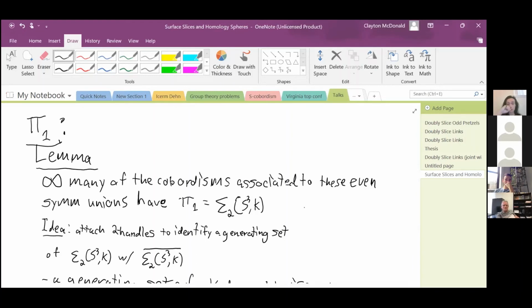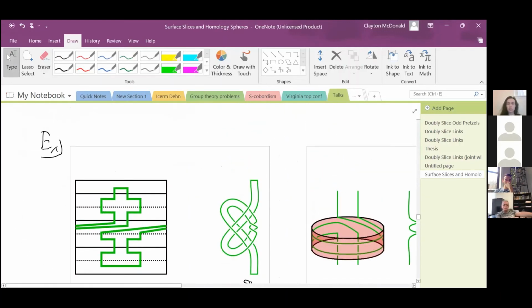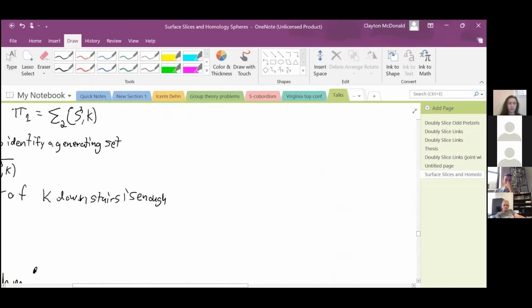So the idea, and it turns out that that's sufficient. The idea here is you just attach enough two handles to identify a generating set of sigma of the double branch cover with the other part of the double branch cover, because if we think about what each of these two handles is doing to pi1, it's going to be identifying this meridian with this meridian in our K. And so we just need to find a generating set of pi1 of K, and if we attach two handles to each of those, then that'll be sufficient.